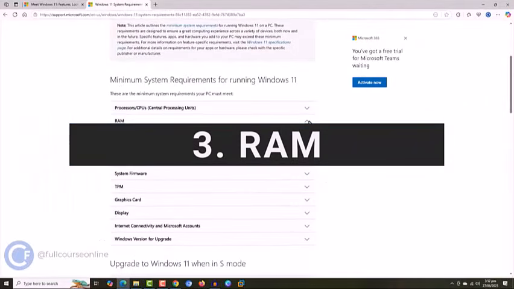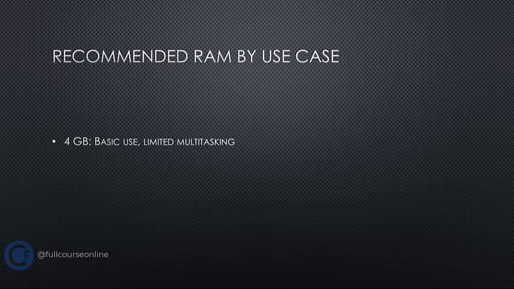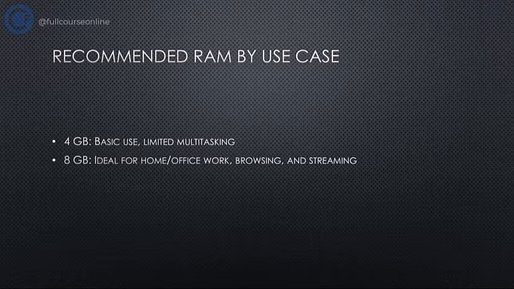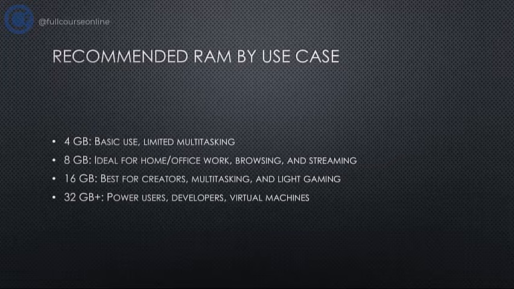On Microsoft website, to install Windows 11, minimum requirement for RAM is 4 GB. Which means that if your PC has less than 4 GB of memory, you need upgradation of RAM. I would recommend: if you are a basic user, then 4 GB is enough. If you are office worker, you do browsing and streaming, then you should use 8 GB. If you are a creator or you do light gaming, then 16 GB is recommended. And for programmers or power users, or if you are running virtual machines, then 32 GB plus.